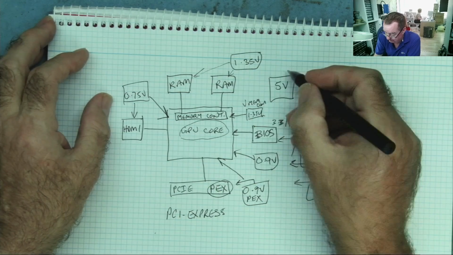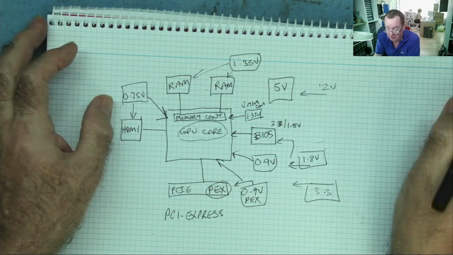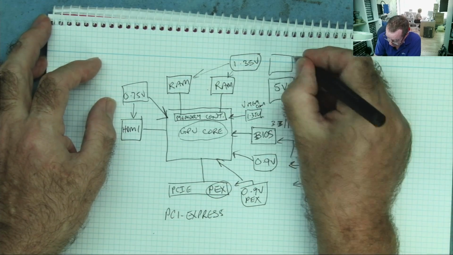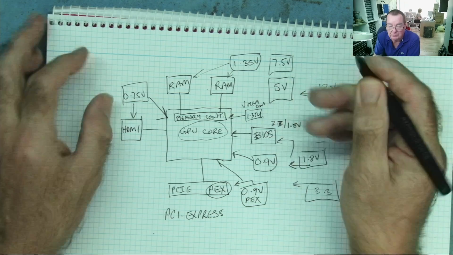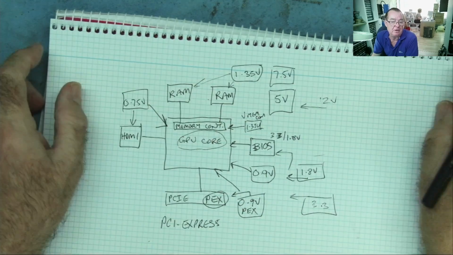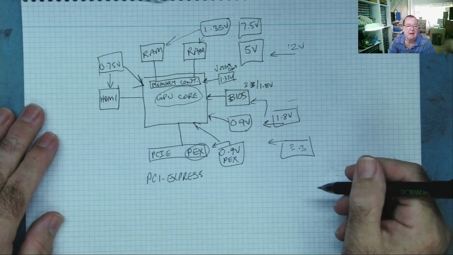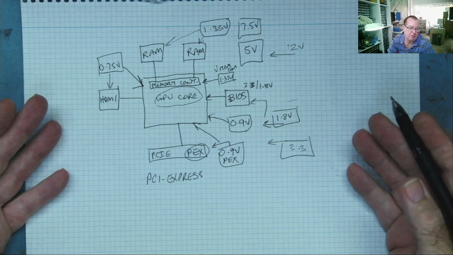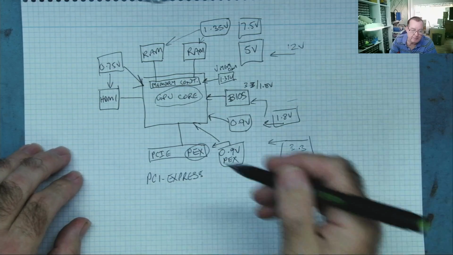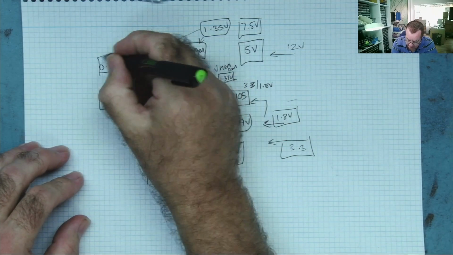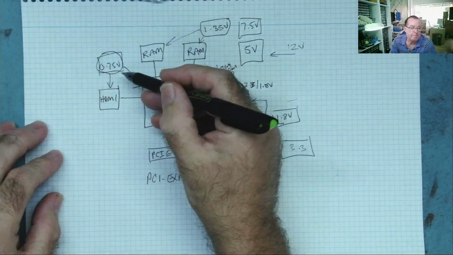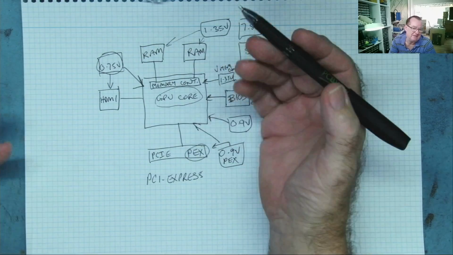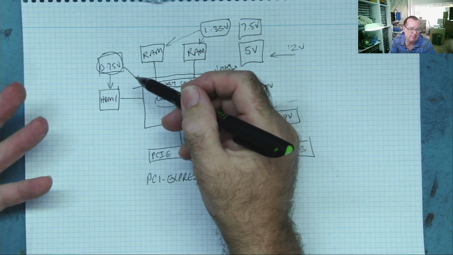The 5 volt feeds logic circuits on the graphics card. Sometimes you'll find the 7.5 volts. If you do find that, don't be surprised. As I mentioned, you won't always find all of these voltages on a graphics card. In particular, this one, the 0.75, is something you're going to find on ATI Radeon cards in particular.